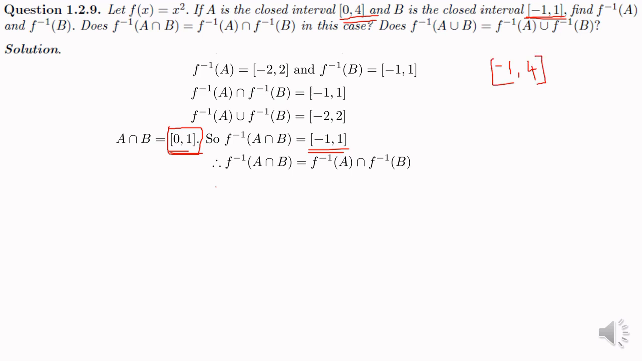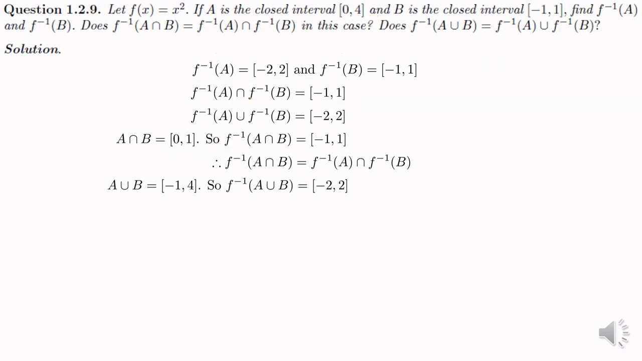Now before saying anything about this, we will go back. So here f⁻¹(A ∩ B) is the closed interval [-1, 1], and f⁻¹(A) ∩ f⁻¹(B) is also the closed interval [-1, 1]. So from these two we can see that both of these are equal. So f⁻¹(A ∩ B) is equal to f⁻¹(A) ∩ f⁻¹(B).